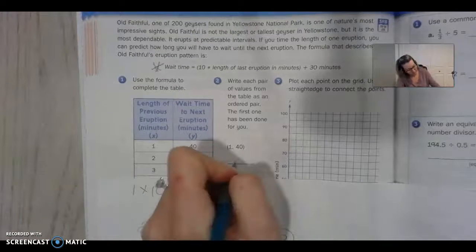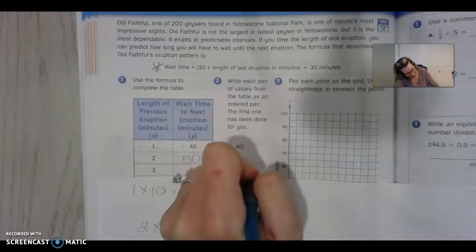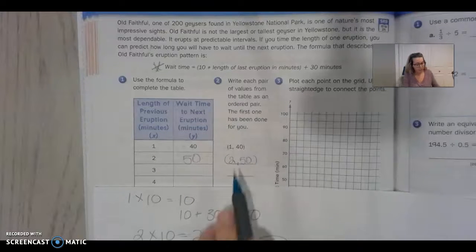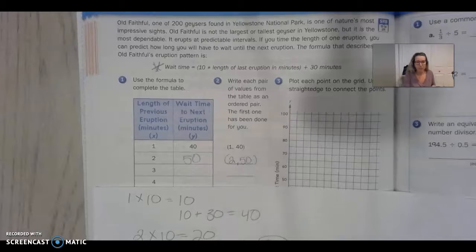So now I'm going to write this as an ordered pair. Remember, X comes first, Y goes second. So my first ordered pair is (1, 40). My second is going to be (2, 50). Okay, let's try one more example.